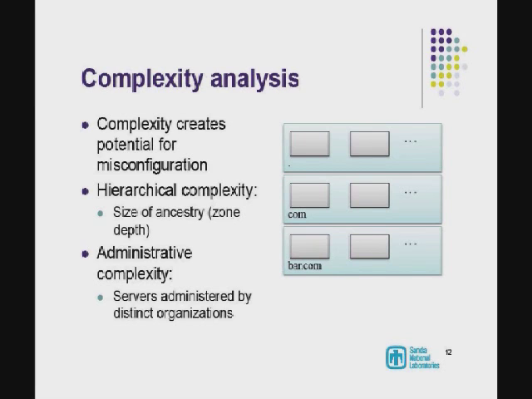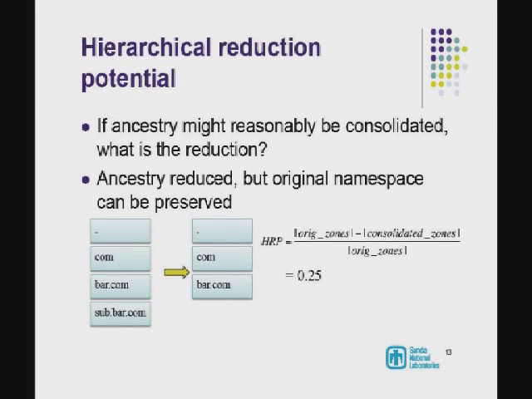So we call these hierarchical complexity and administrative complexity. And for hierarchical reduction potential, we asked ourselves, okay, if the ancestry of a zone might reasonably be consolidated, meaning if you were to take your subdomain space of a delegated zone and move it up into its parent zone, preserving the original namespace but just consolidating the zones, what might that reduction be? So in our example here, going from 4 to 3 is a reduction of 0.25.